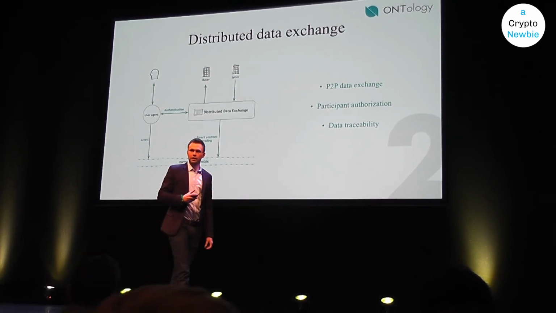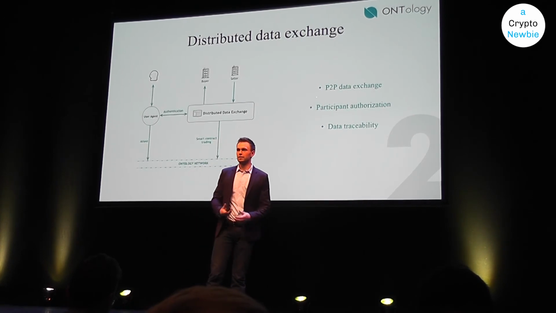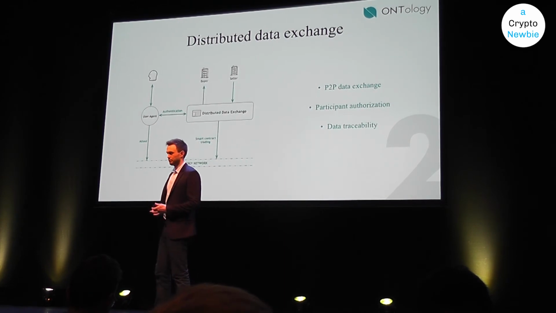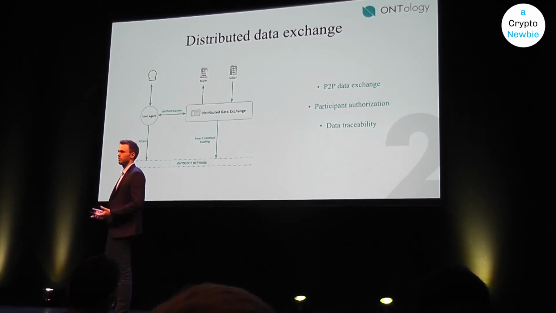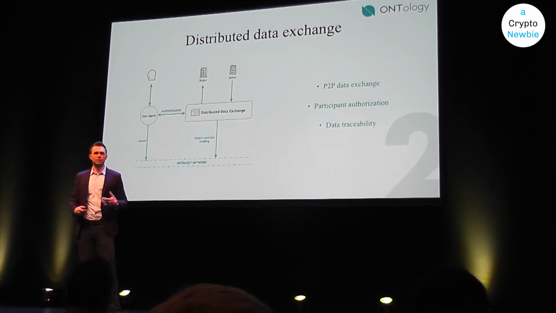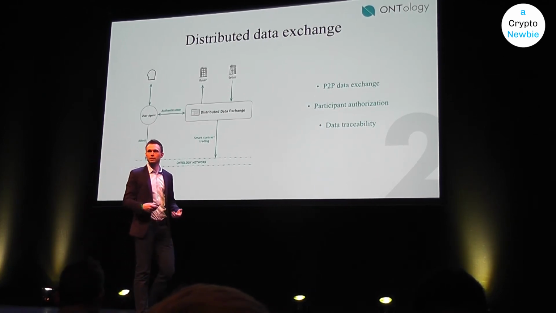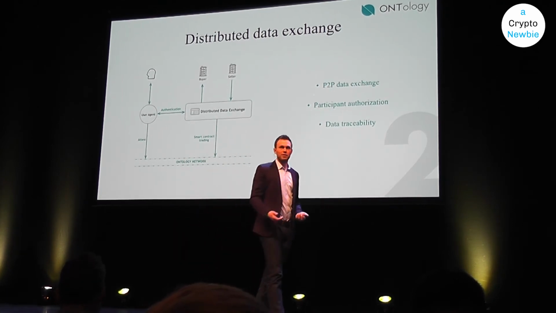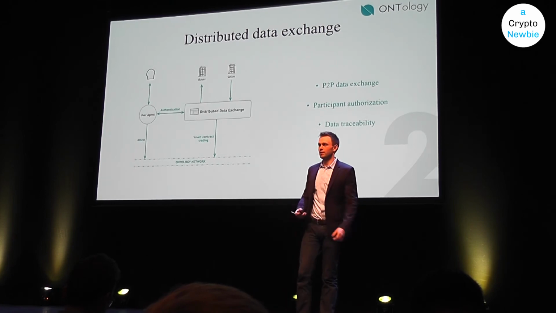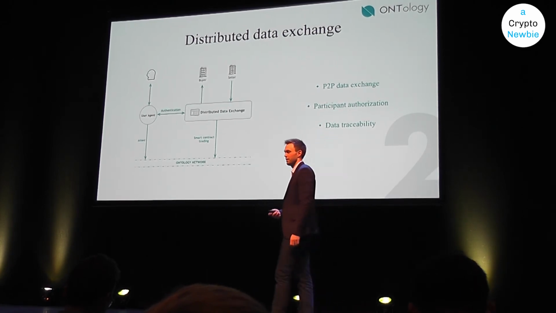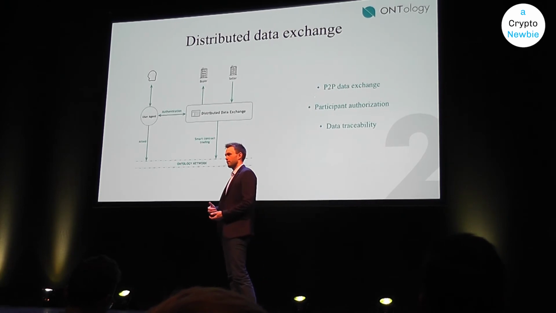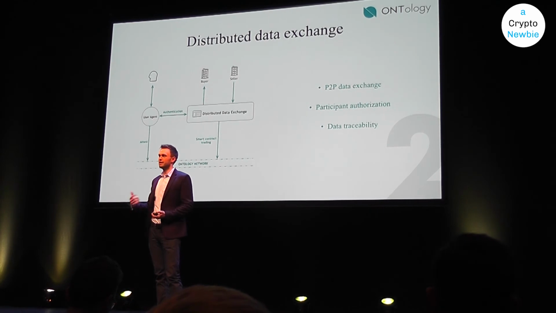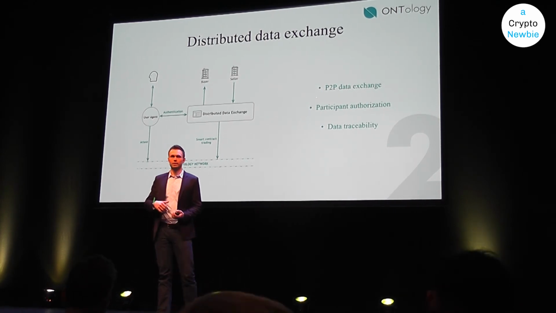Second example is distributed data exchange. So this is much about how we transfer data across chains. Big data has become very valuable. We use it to train algorithms, we use it for artificial intelligence, advanced analytics, and you see how Facebook is doing these days. It's quite a sensitive topic. So at Ontology, we want to enable data to be exchanged.